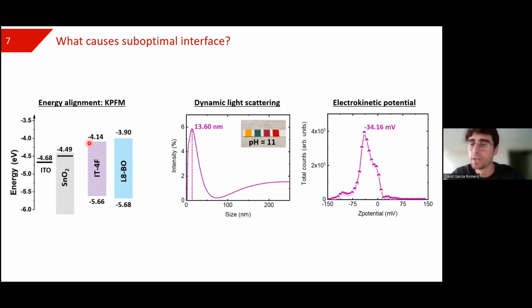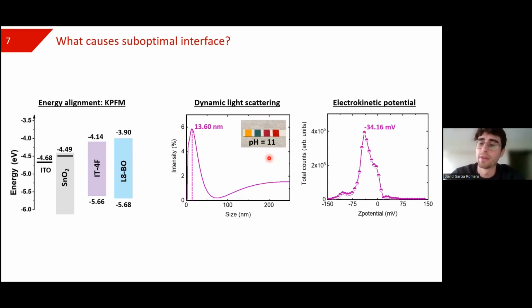And then we decided to characterize the nanoparticles from solution. So we did some DLS and some electrokinetic potential study of the nanoparticles. We have a rather narrow distribution of sizes, around 13 nanometers. And we saw that it has a high negative electrokinetic potential of minus 34 millivolts. Now, this is an indication that we have the presence of positive counterions in our solution. And this agrees with the fact that we are encountering a high pH.